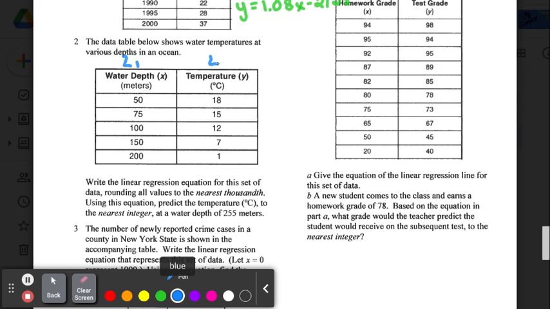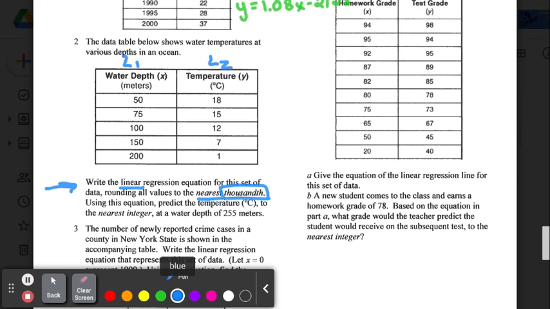L1, L2. Now down here it gives us the directions. Write the linear regression equation for this set of data, rounding all values to the nearest thousandth. So important words: linear. That means when we do STAT CALC, we choose number 4. Nearest thousandth means 3 decimal places.